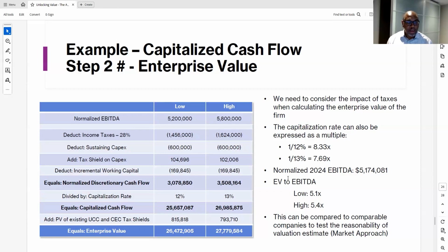And then what we've also done here is we've said the company already has an asset base, and there are tax benefits from that as well, because there'll be depreciation charges that will reduce the amount of taxes. So we've calculated what that is. So our overall enterprise value is between 26.4 million to 27.8 million. This is our high-low range.